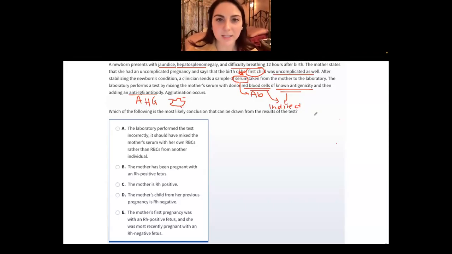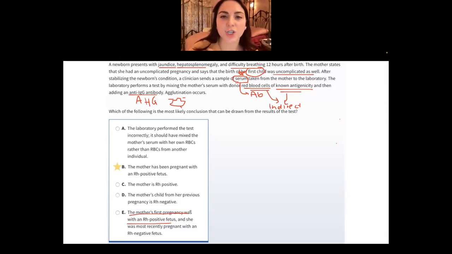You can basically say that this is HDFN. Mom is pregnant with an Rh positive fetus. So people that picked E, it's a good one. It's a good one to get got with. But the mom's first pregnancy was with an Rh positive fetus. This is 100% correct. She was. That's what sensitized her, so during delivery she probably didn't get any RhoGAM.